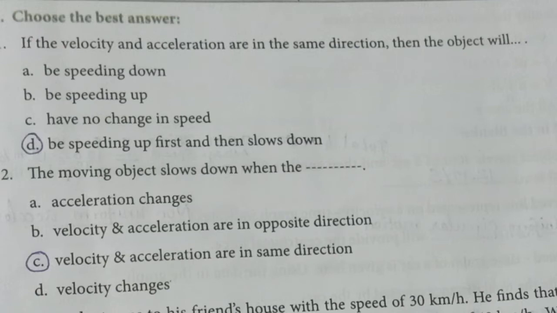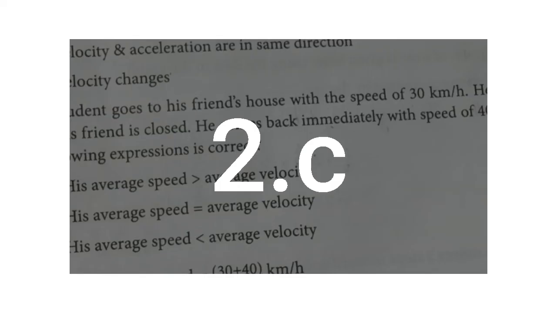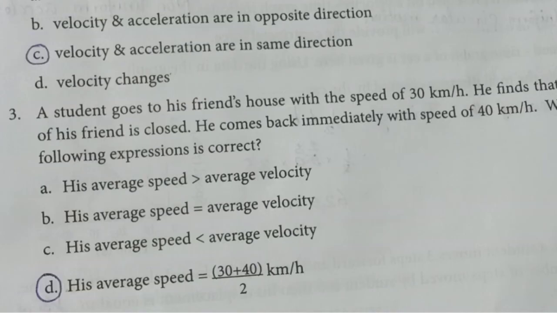2. The moving object slows down when the: A. Acceleration changes, B. Velocity and acceleration are in opposite direction, C. Velocity and acceleration are in same direction, D. Velocity changes. The correct answer is option C. Velocity and acceleration are in same direction.